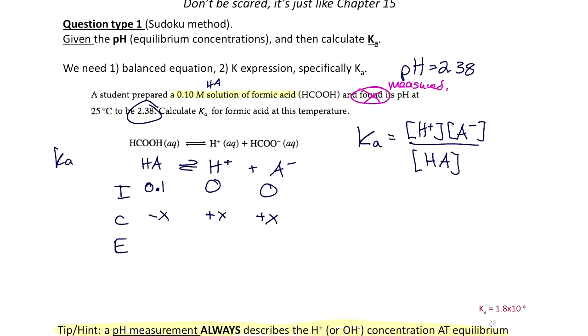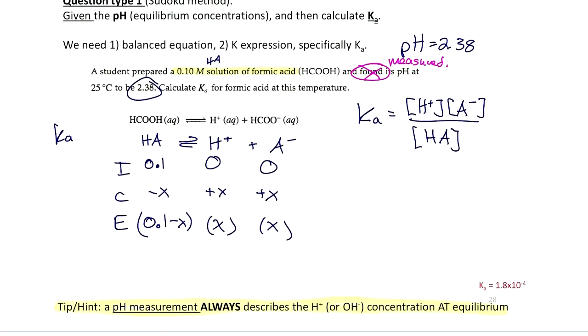Okay, so at equilibrium, what do we have? We have 0.1 minus X amount of HA. We have X amount of H plus and X amount of A minus. All right? Okay, so we built our ICE table. All of those expressions can go into our Ka expression if we want. So what piece of information have we not used yet? The pH, yes. So here's the tip. If I give you a pH value, that represents the H plus concentration at equilibrium. That's your hint to the equilibrium line.